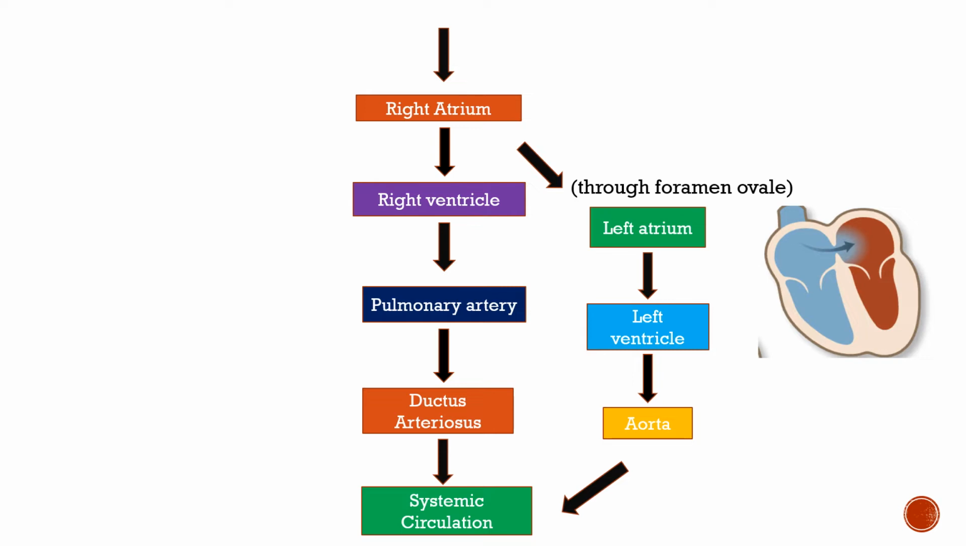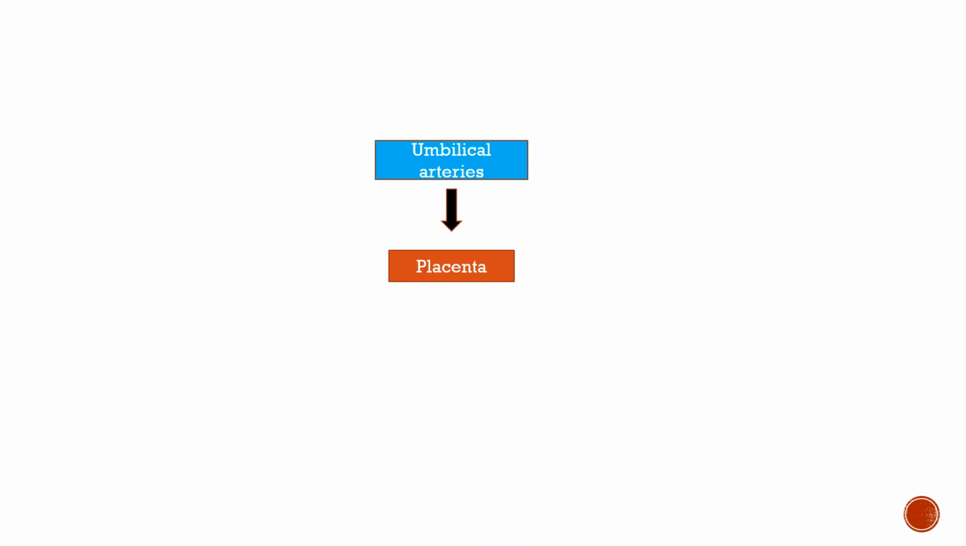blood bypasses the lungs and connects from the pulmonary artery to the descending arch of the aorta through the ductus arteriosus, and the blood goes into the systemic circulation. And from the umbilical arteries, the blood goes again back to the placenta.